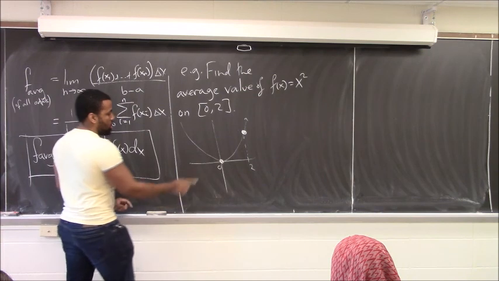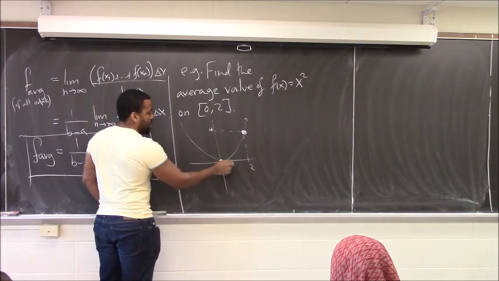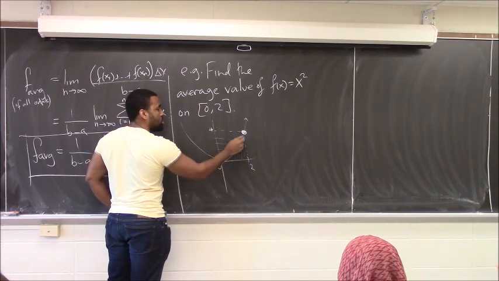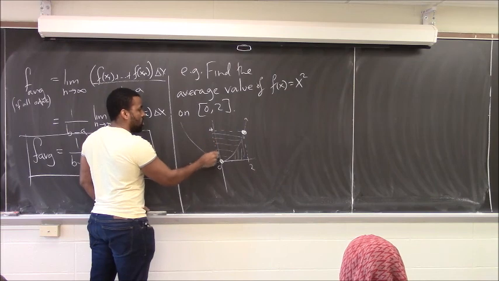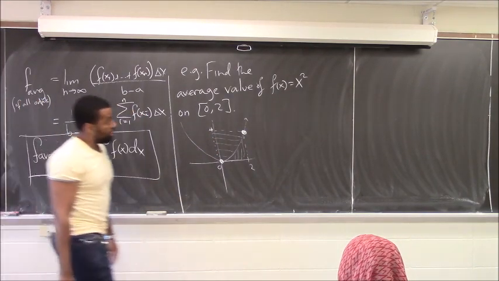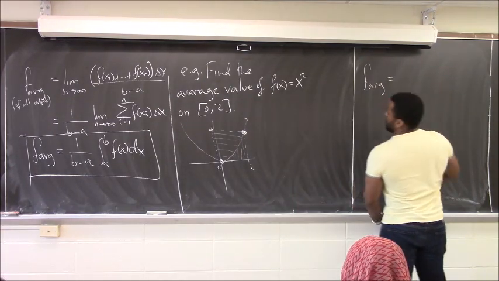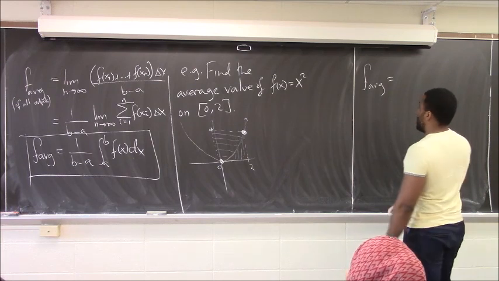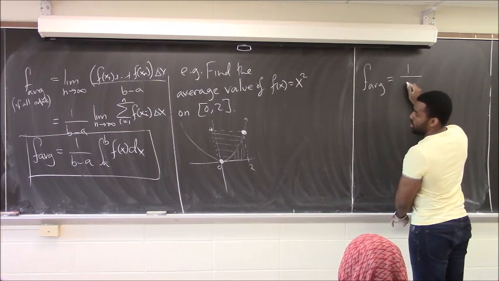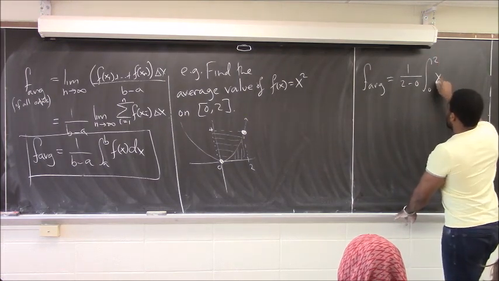Now I know the smallest value it outputs is 0, the largest value it outputs is 4, but it actually outputs a bunch of values in between those. It outputs an infinite number of values in between those. So if I were to gather all these y values and find their average, what would I get? Well, I have a formula for that. The average is going to be equal to 1 over b minus a times the integral from a to b of the function.